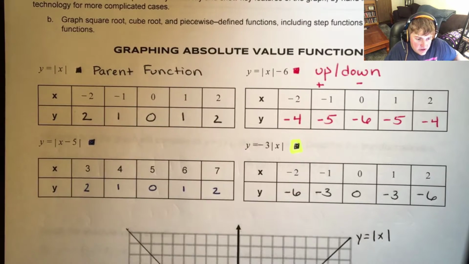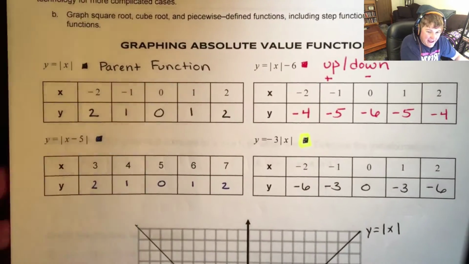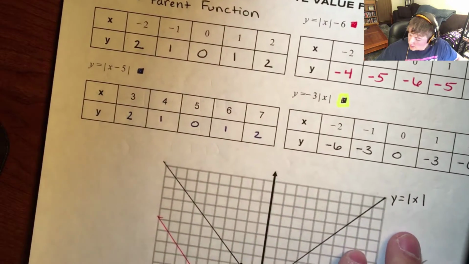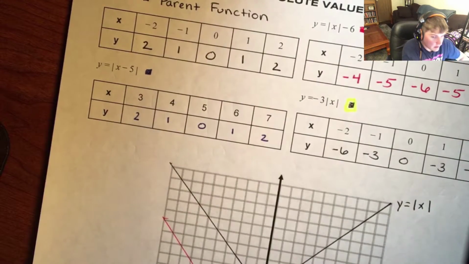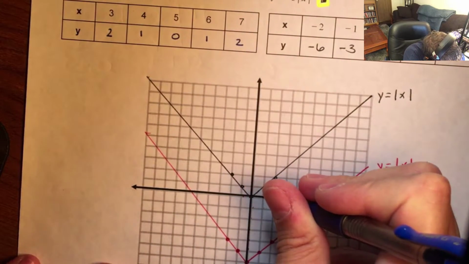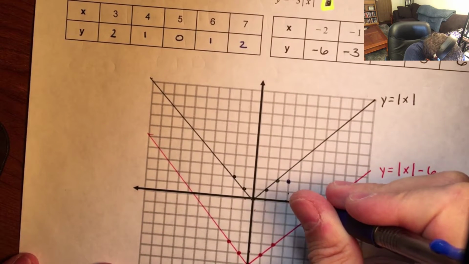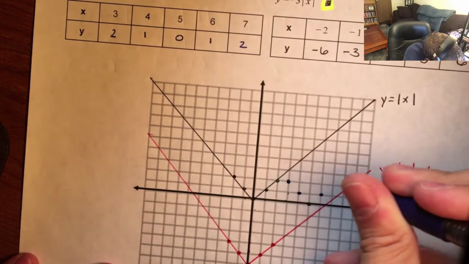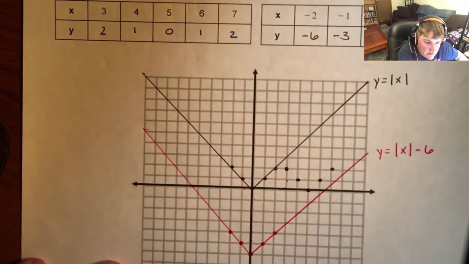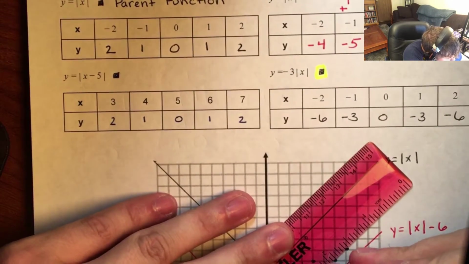Okay, so this one here we're going to do next is blue. So blue is when that subtraction is on the inside of the absolute value symbol here. Okay, so let's go ahead and see what that looks like. That will be 3, positive 2. So 1, 2, 3, positive 1, 2. Next one is 4, 1, 5, 0, 6, 1, and then 7, 2. Okay, just plotting my ordered pairs.